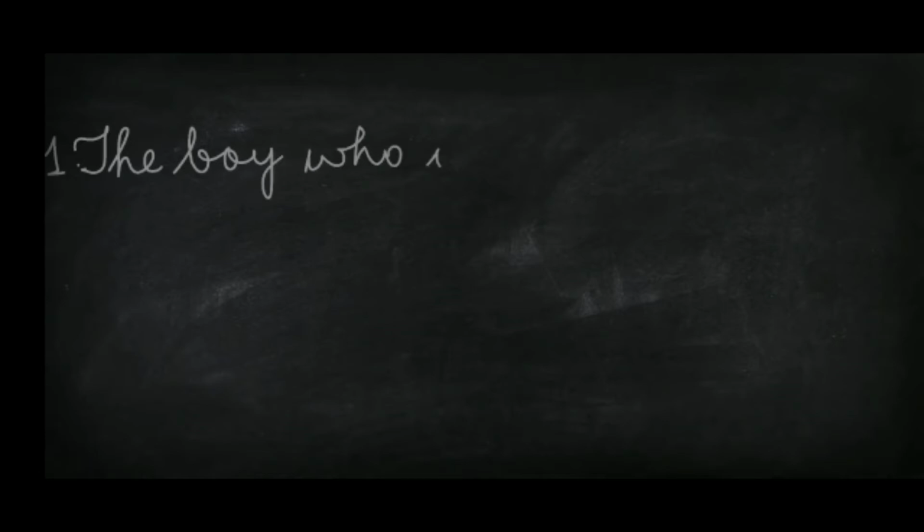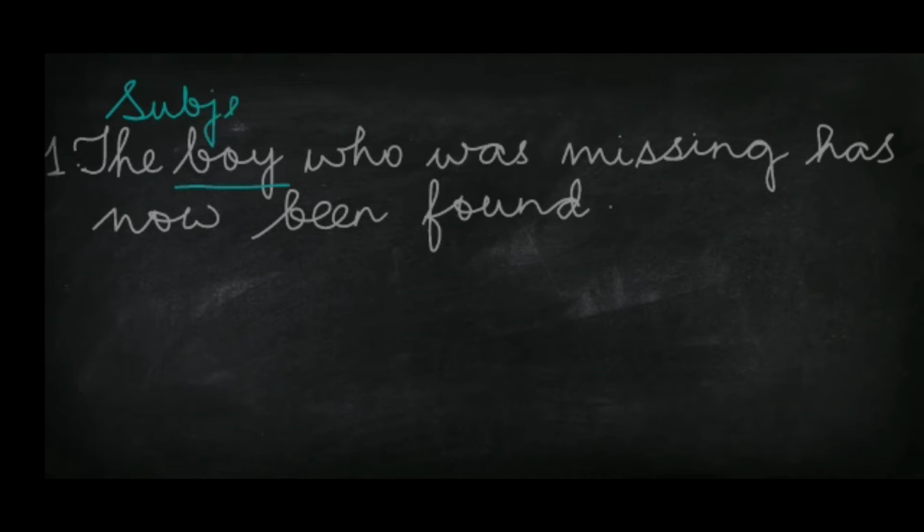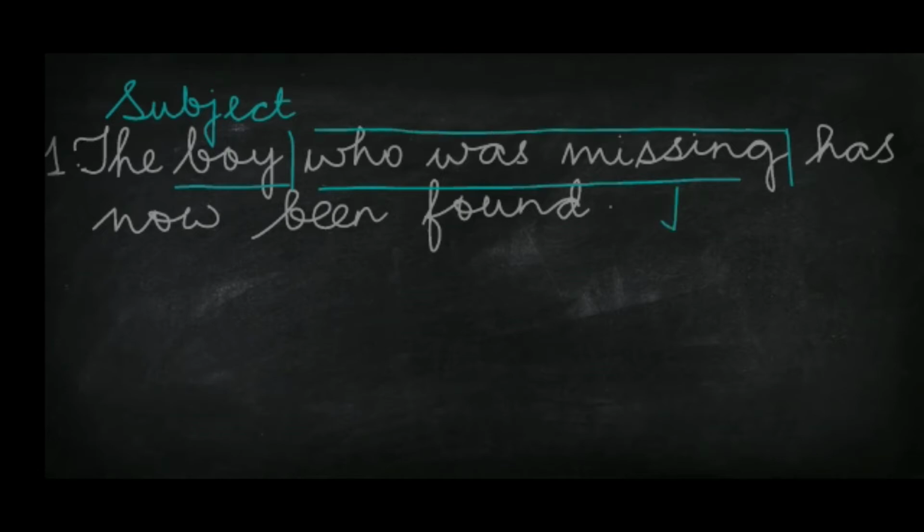Sometimes the main clause is broken in two parts to bring the adjective clause just after the subject of the main clause. Sentence number 1. The boy who was missing has now been found. In this sentence, the main clause is divided into two parts. The subject, the boy. What kind of a boy? Who was missing. And here the adjective clause is put just after the subject of the main clause.